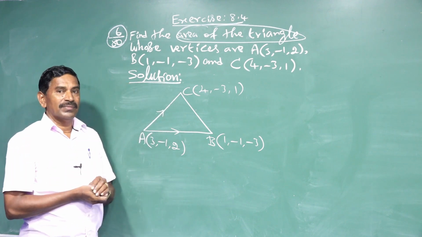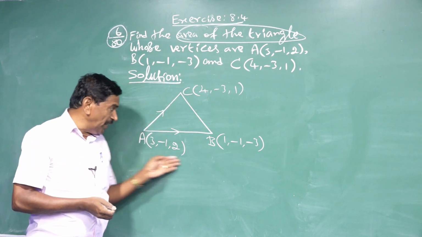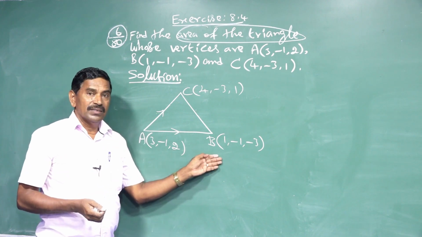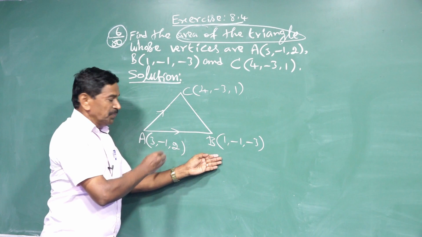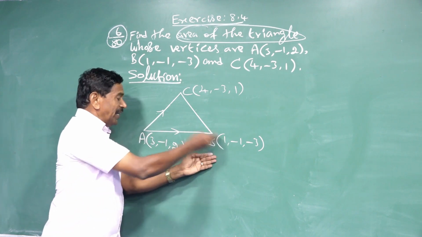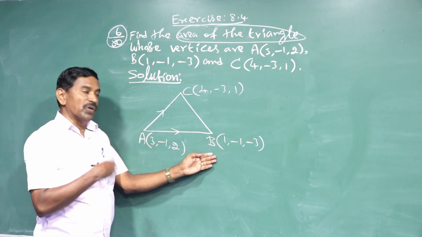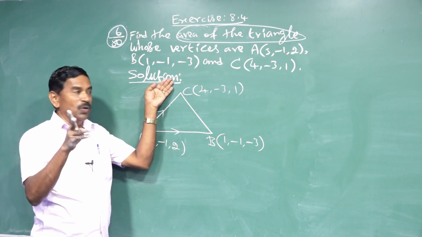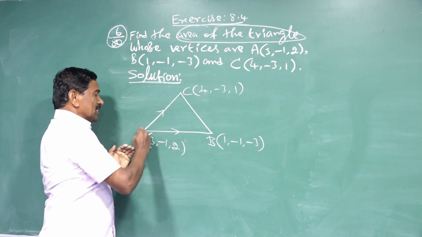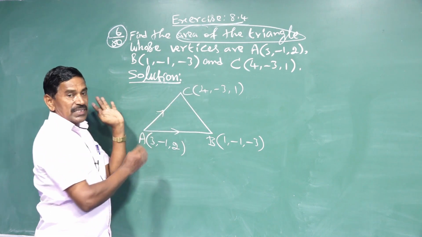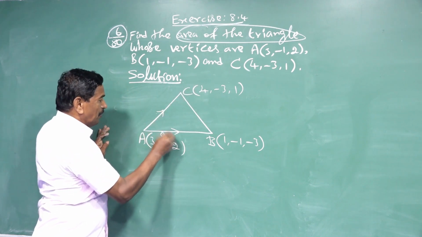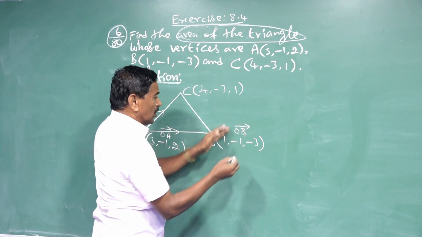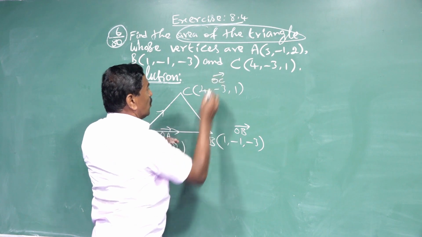First I want to find the AB vector. It is second minus first: AB vector is equal to OB vector minus OA vector. Next, the AC vector is OC vector minus OA vector, that is second minus first. That's the idea. Here we have OA vector, OB vector and OC vector.